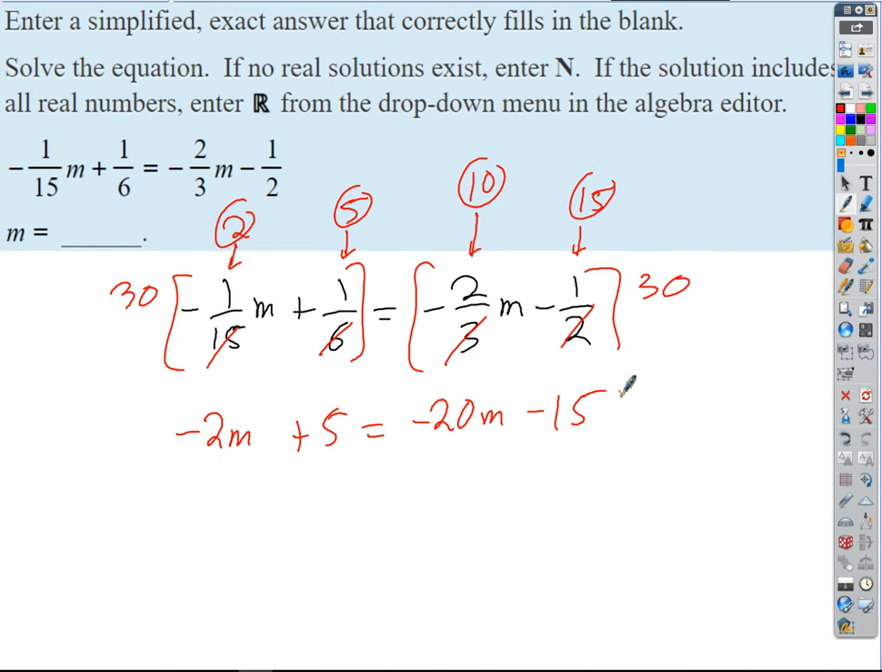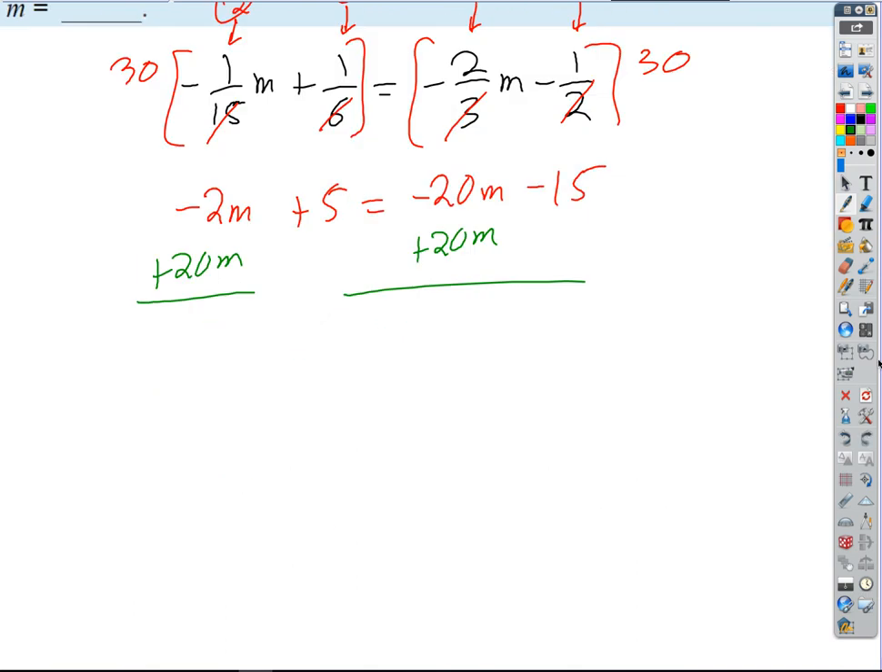Piece of cake. Which way are we going to push the m so we get a positive number? To the left, right? Because negative 2 is bigger than negative 20. So if I add 20m to both sides, we get, what, 18m plus 5 equals negative 15. Okay? Last two steps. I got a single m, so I can isolate it. Subtract 5.